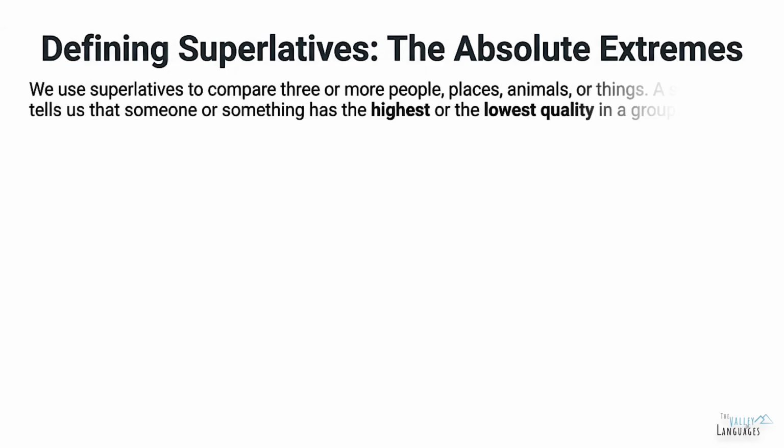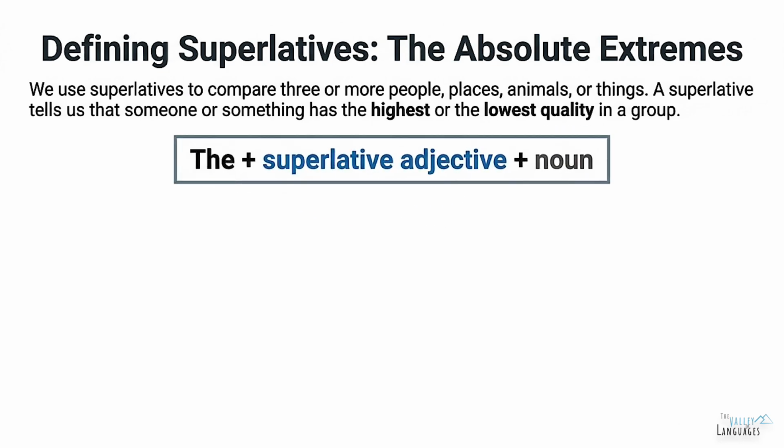We use superlatives to compare three or more people, places, animals, or things. Basically, a superlative tells us that someone or something has the absolute highest or lowest quality in a whole group. And here is our golden formula: the plus the superlative adjective plus the noun.